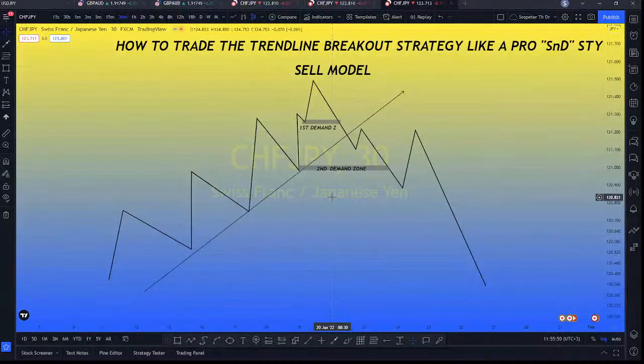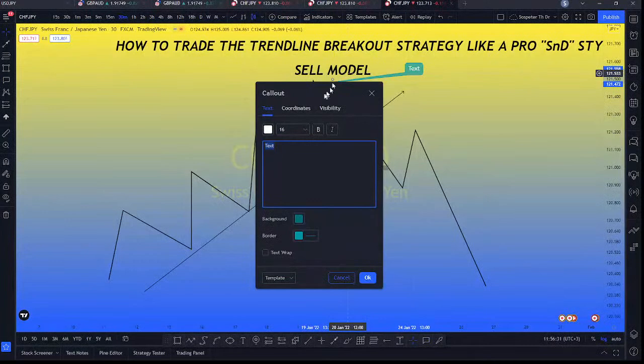After you have identified your demand zones before the break of structure or the change of character, you identify the supply zones which are responsible for consuming the demand zones. Which supply zone consumed the first demand zone? You have to identify that. This is the supply which was responsible for consuming the first demand zone.